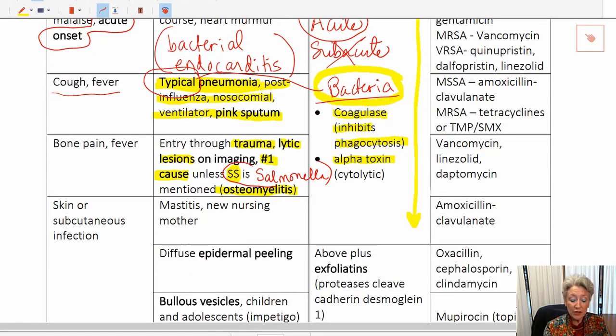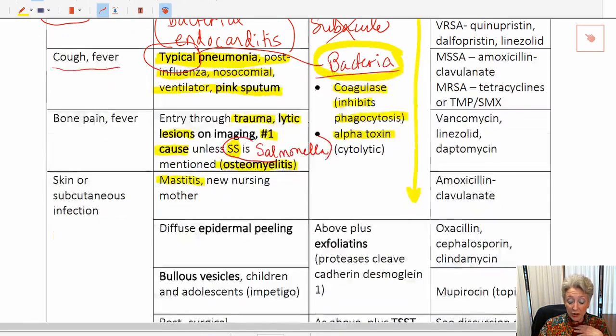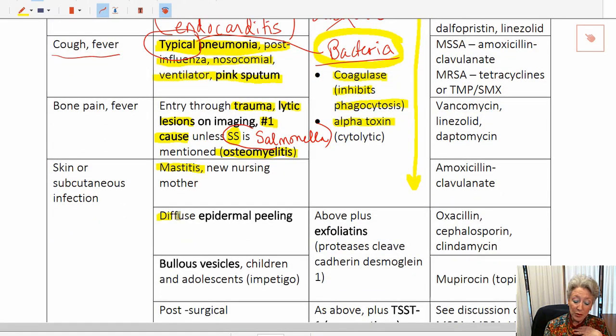When I speak of skin or subcutaneous infections, this can be a mastitis in newly nursing mothers. It can be a condition where I have diffuse epidermal peeling in the case of exfoliatins being produced by the organism. Those are proteases which cleave cadherin desmoglein 1, and so those are the cause of the bullous vesicles that I see in staphylococcal impetigo.